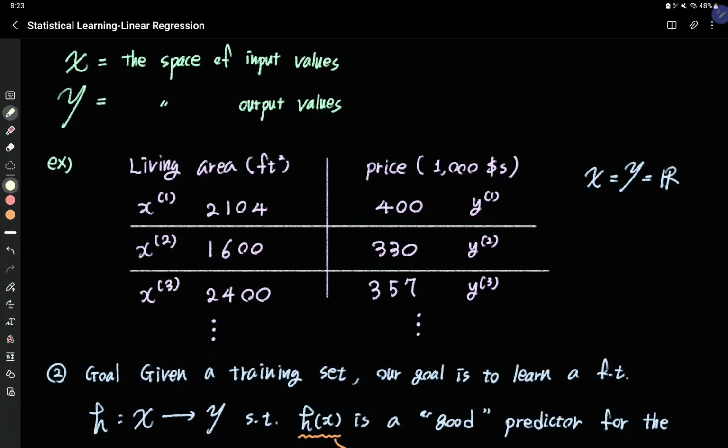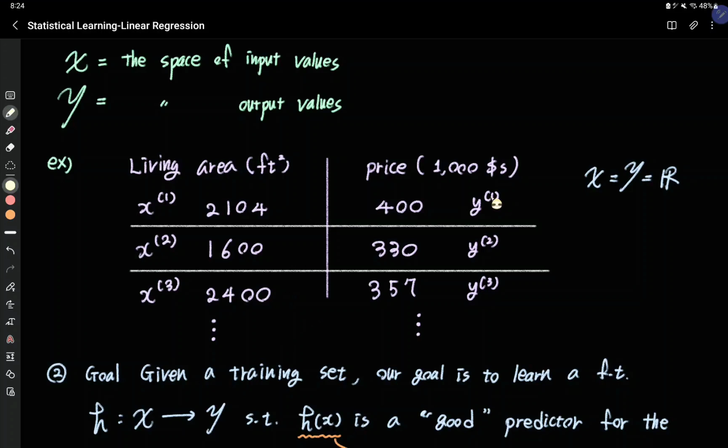So let me give an example. Living area has the unit square feet. So x superscript 1 is 2,104 square feet. That's the living area, the number in the first training example. And then this is the house price corresponding to that living area, and so on.